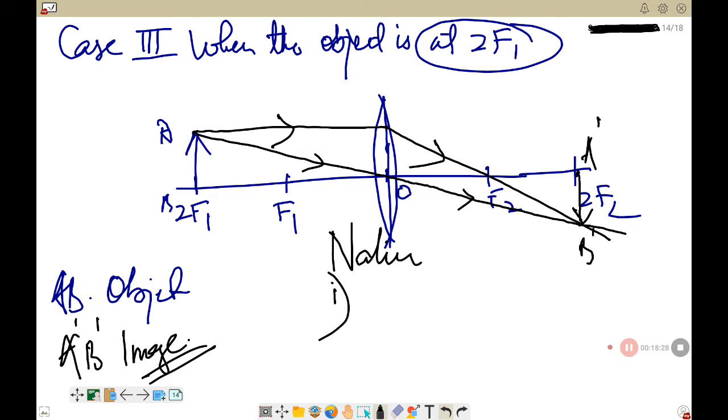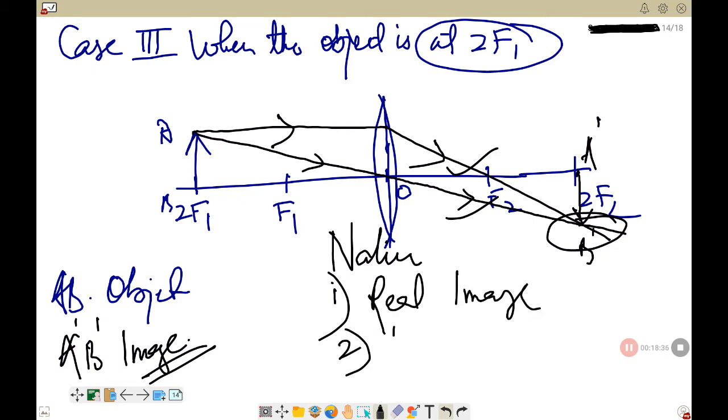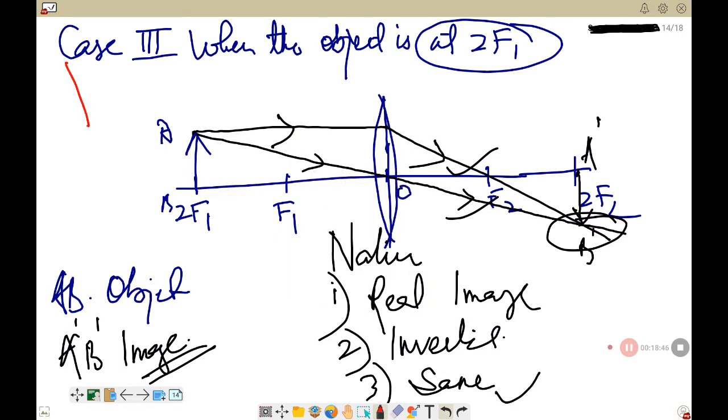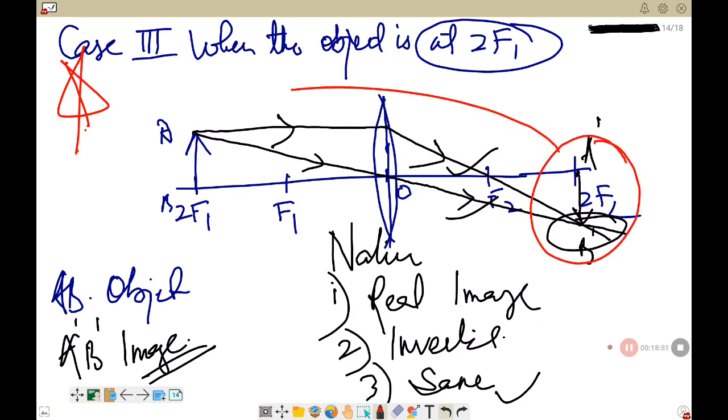Number one, the refracted rays are actually meeting here, so the image formed is a real image. Number two, it is inverted. And number three, image size is same as the object. So you can put a star mark here. So when do you get the size of the image equal to the size of the object? When you keep the object on 2f1.